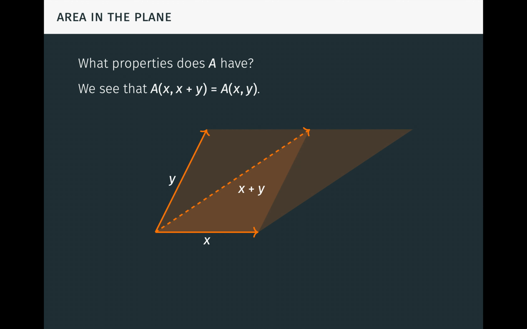First, we see that the area determined by the vectors x and x plus y is the same as the area determined by x and y. In this picture, the parallelogram determined by x and x plus y is overlaid on top of the parallelogram determined by x and y. It's obvious that the two parallelograms have the same area because they have the same base and height. In fact, the parallelogram determined by x and x plus y is just a horizontal shear of the parallelogram determined by x and y.